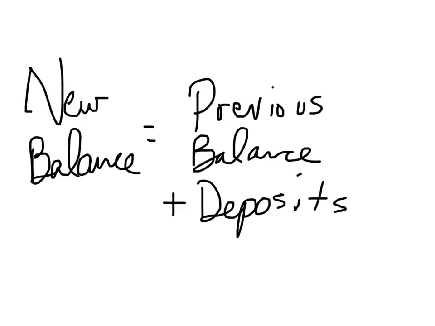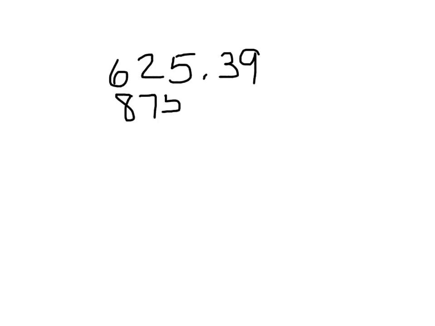Okay, so if you look at number 1, on the top of page 187, it says your balance was $625.39. Then it goes on to say $875.80 was a deposit and $1,427 was a deposit. Now, to go through this, what do you think the $875.80 deposit was for? Paycheck. Probably a paycheck. What do you think the $1,427 could be?